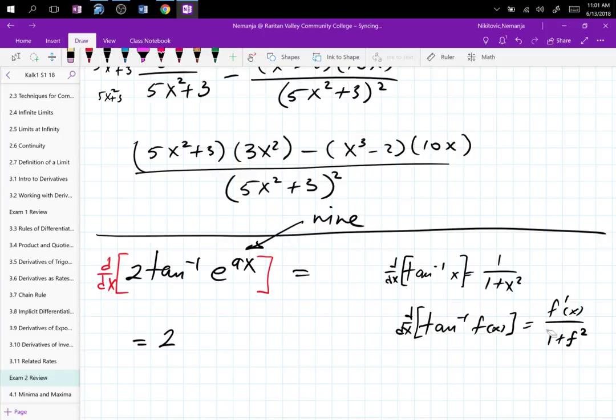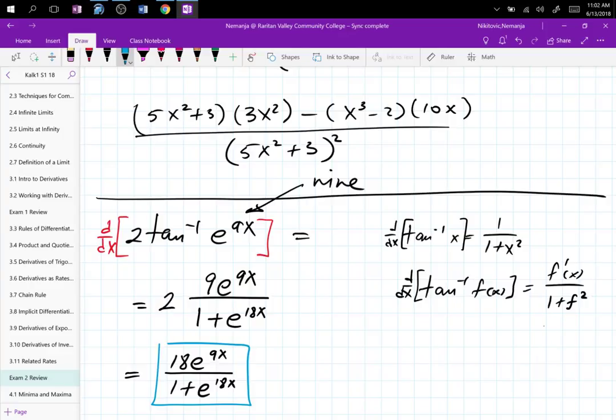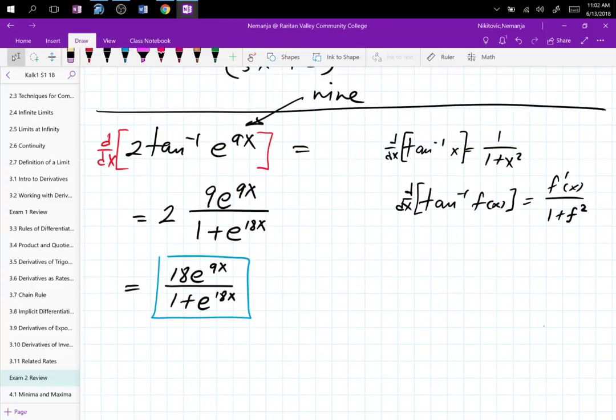No, hold on. Let's first deal with the denominator. 1 plus, this is f of x. So we need to square that. That's going to be e to the 18x. And now take the derivative of e to the 9x. That's 9e to the 9x. There we go. And now to simplify everything, this is going to be 18e to the 9x divided by 1 plus e to the 18x. Ta-da!